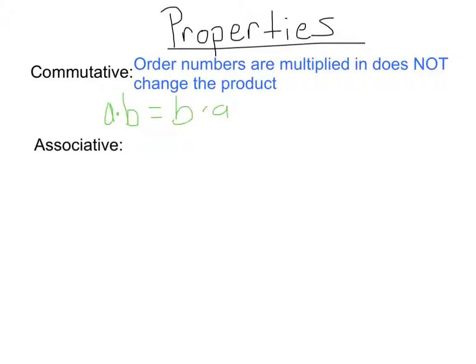The associative property of multiplication means that we can group numbers in any way when multiplying, and it is not going to change our product, or it's not going to change our answer. So we can have the quantity A times B times C, and that's going to be the same thing as A times the quantity B times C.